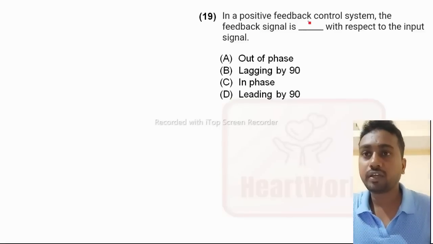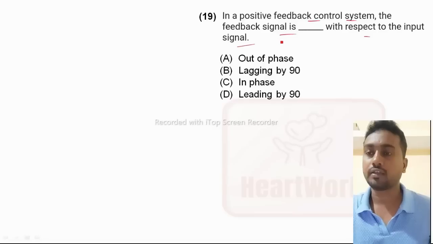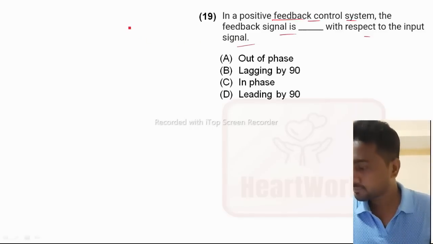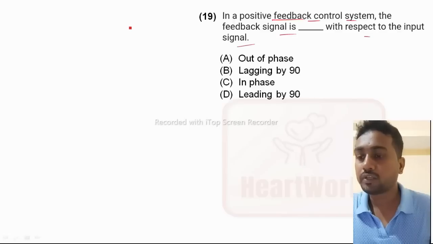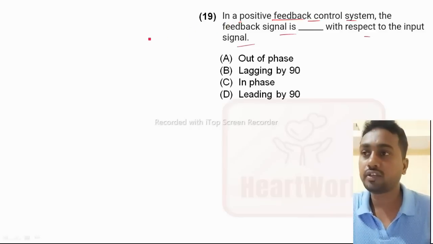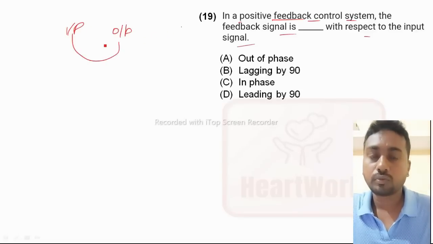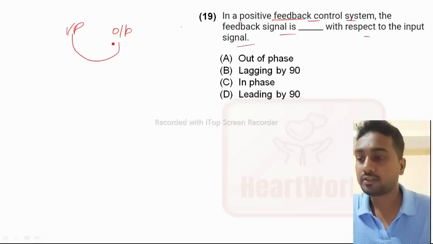In a positive feedback control system, the feedback signal is what with respect to the input signal? Okay, so feedback signal means what? Feedback signal means output signal. What is the work of feedback signal? It feeds the output signal back to the input to produce error signal, which drives the system.